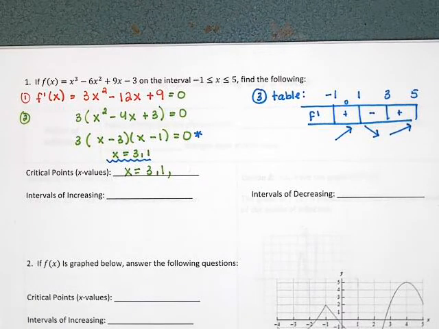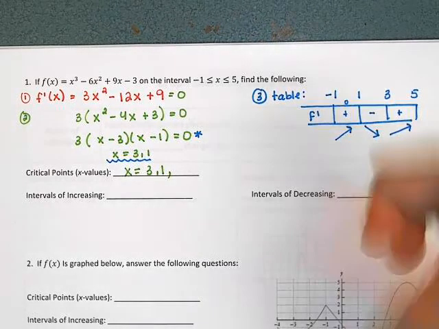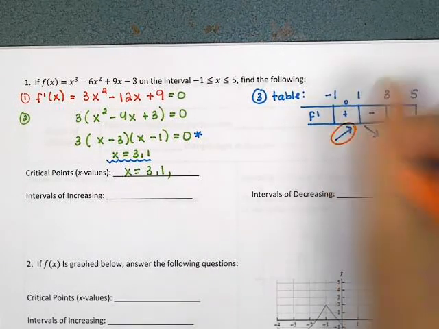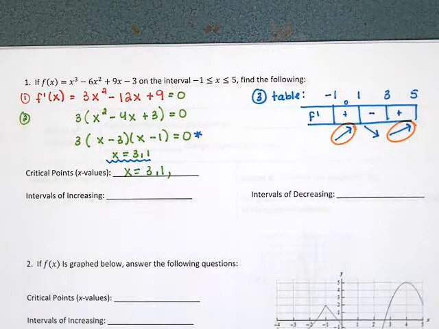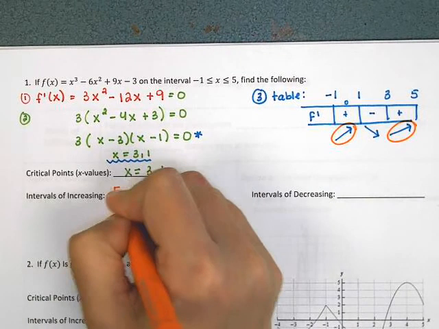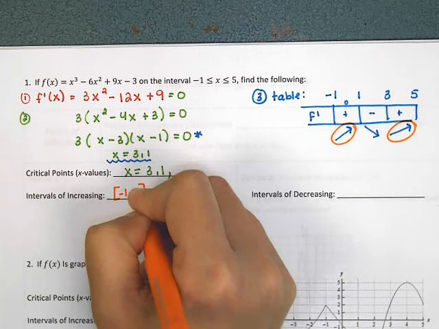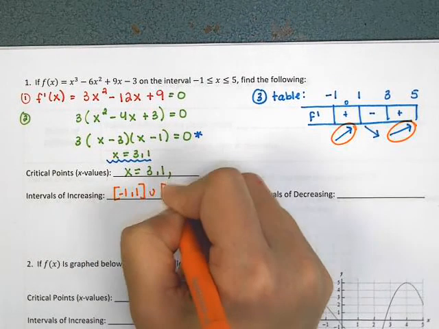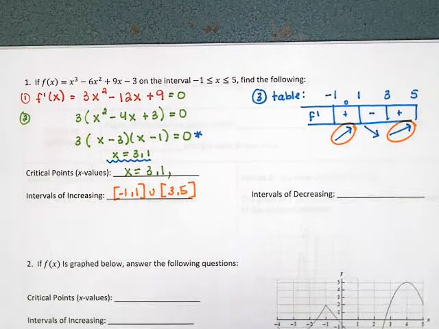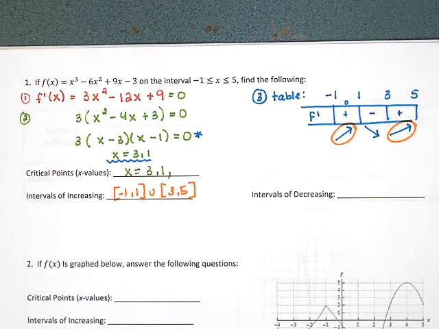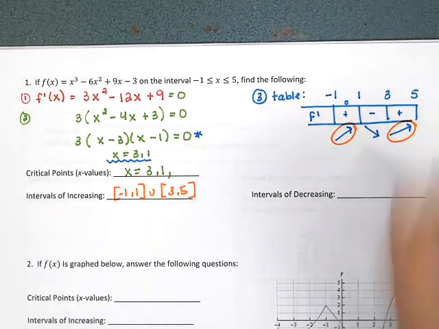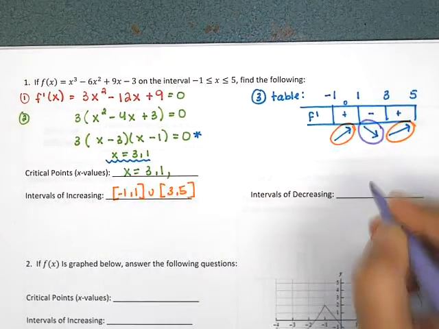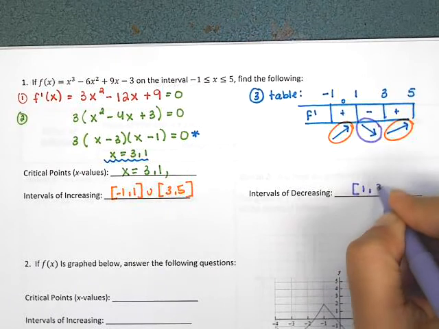So if I were asked to list the intervals of increasing, I would be increasing here and here because both parts of the graph are going uphill. So I would say -1, 1, and then also 3, 5. If I were asked to list decreasing, so I'm looking for the parts of the graph that are going downhill, I would look at just this middle section, and I would have 1, 3.